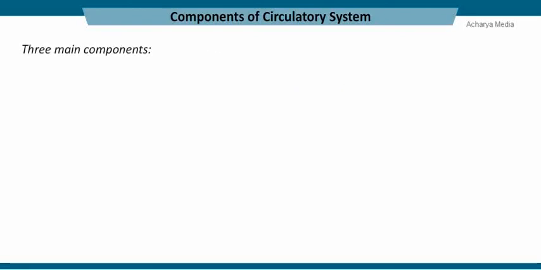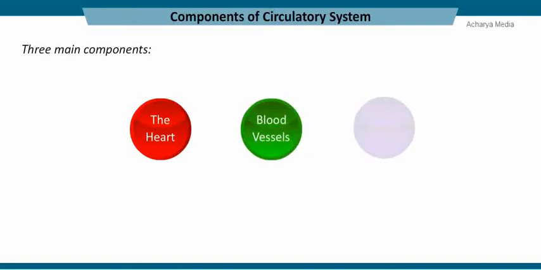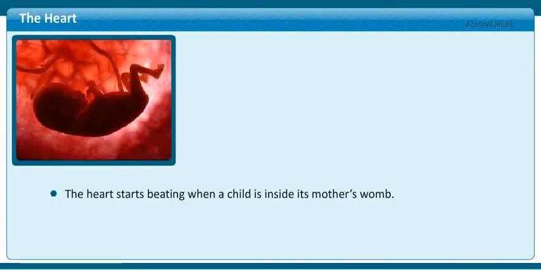The circulatory system has three main components: the heart, blood vessels, and the blood. The heart starts beating when a child is inside its mother's womb. The heart is the most important organ of the circulatory system.